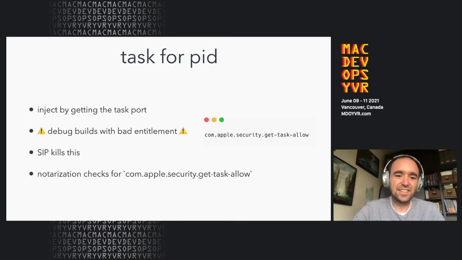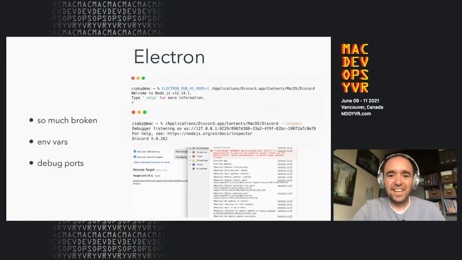And nowadays, notarization will not allow applications with this entitlement. But in the past, there were issues that happened because someone released the development build instead of the release build, and this entitlement was present in the application. And the last group of injection I would like to talk about is related specifically to Electron applications.